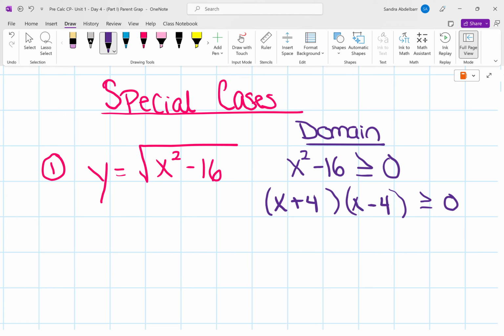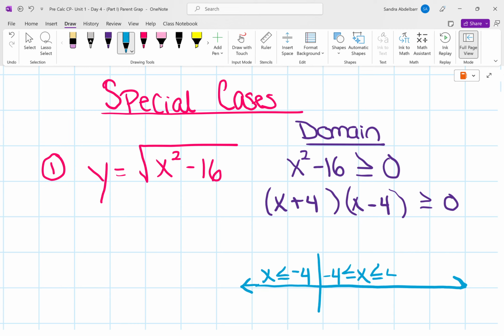Now it's not really about solving this factoring. We do use those numbers as reference numbers. Do we all agree 4 and negative 4 are our reference numbers here? So now I'm going to go ahead and test my regions. So I'm going to take x is less than or equal to negative 4. Negative 4 is less than or equal to x, which is less than or equal to 4. And x is greater than or equal to 4.